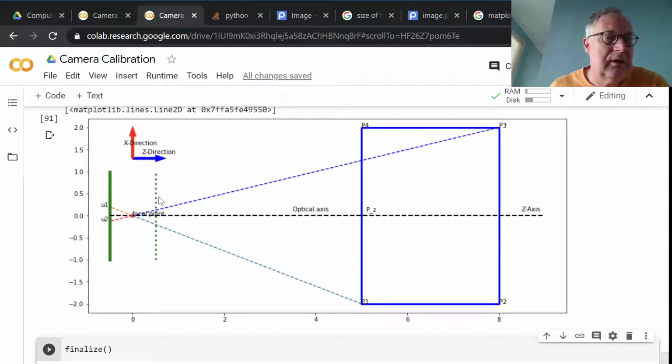However, when we do the calibration, it doesn't really matter if I consider this to be plus this way or plus going the other way. So I can flip the sign easily enough. And one neat way of doing that is to move the image plane to the front.